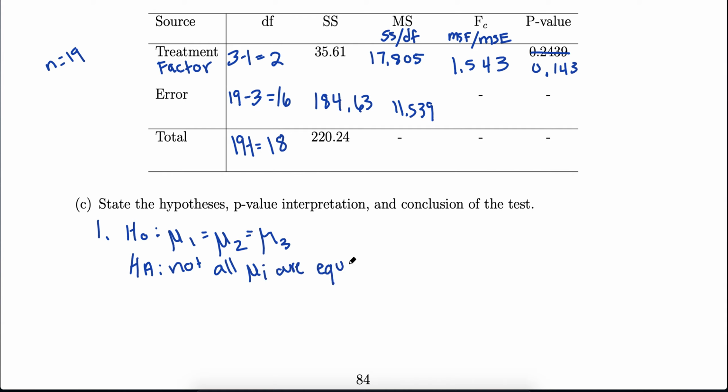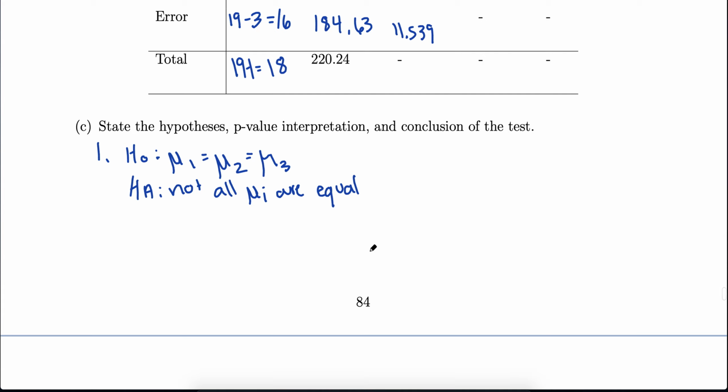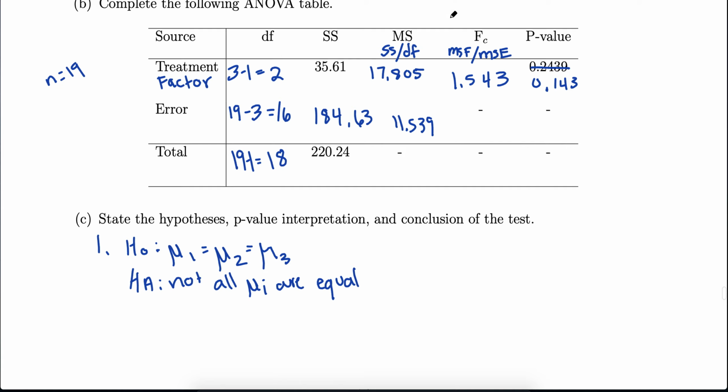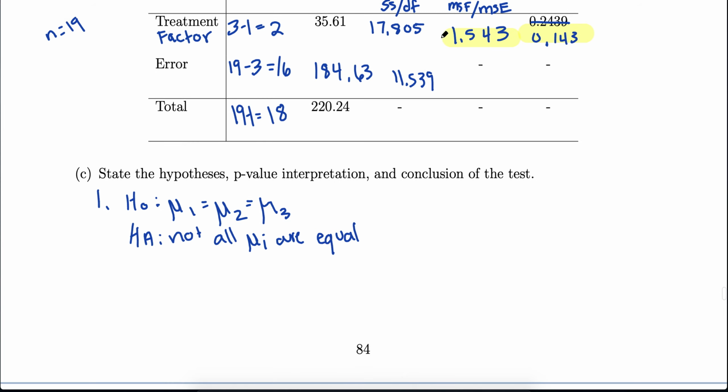We're not able to give specific directions here. I keep spelling equal with 2 L's. We're not able to give specific direction here. We're just saying that there's a difference somewhere. Our p-value and our test statistic. Here's our test statistic. Here's our p-value. And we can interpret that p-value and write our conclusion.